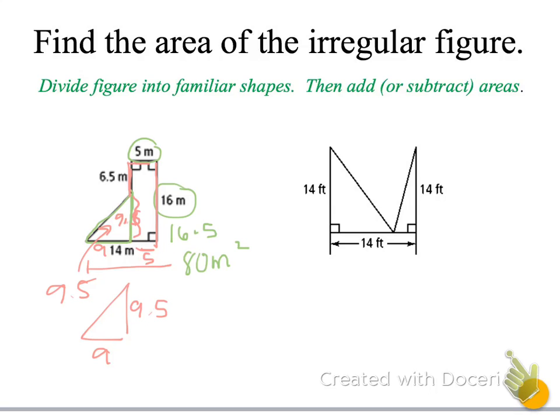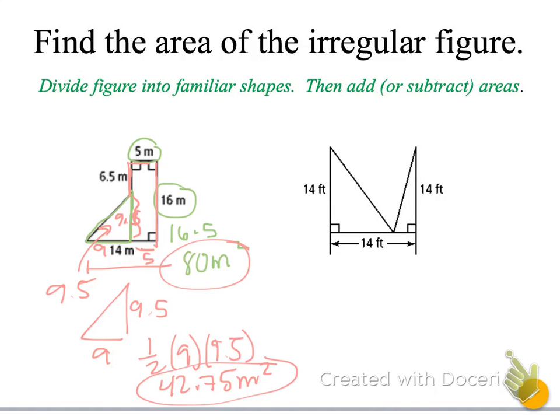So to do the area of a triangle, it is 1/2 my base times my height. So 1/2 times 9 times 9.5. So this area is 42.75 meters squared. But I wanted the area of both of them. So what I have to do is add both of those figures together now. So my total is 122.75 meters squared.